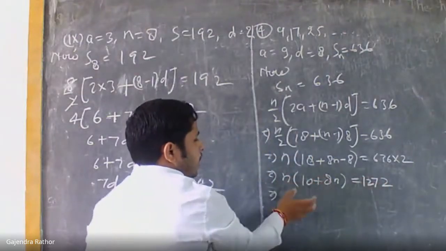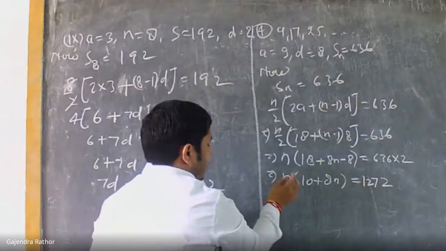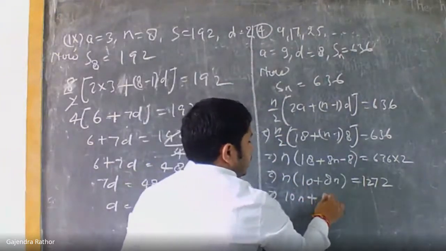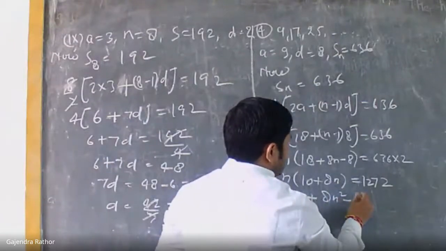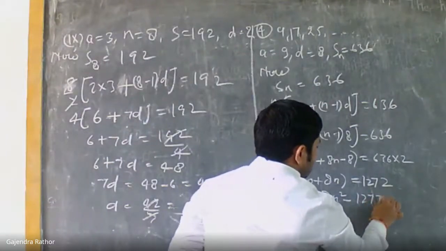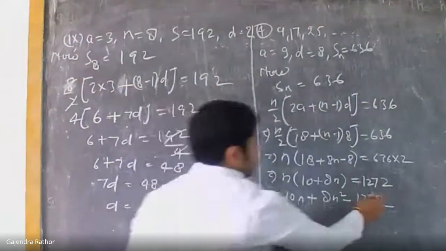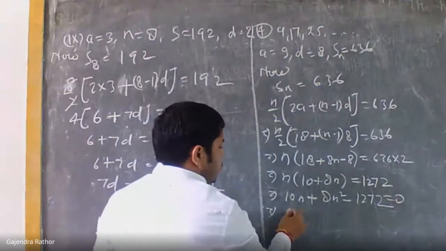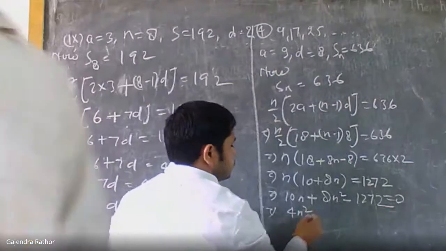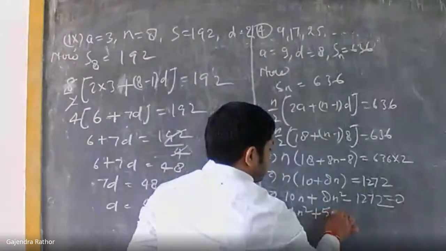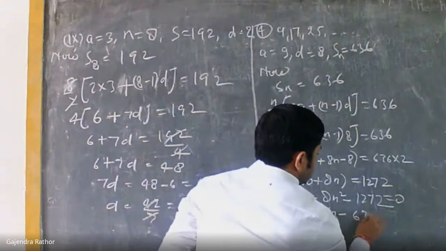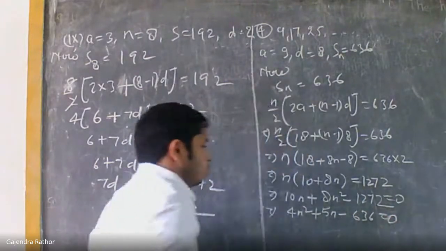Now open this bracket and multiply n by 10: 10n plus 8n square minus 1272 is equal to 0. Divide this equation by 2, we get 4n square plus 5n minus 636 is equal to 0.